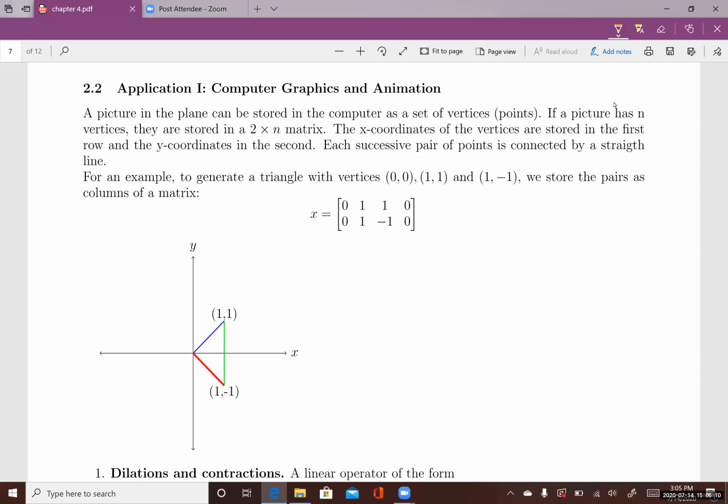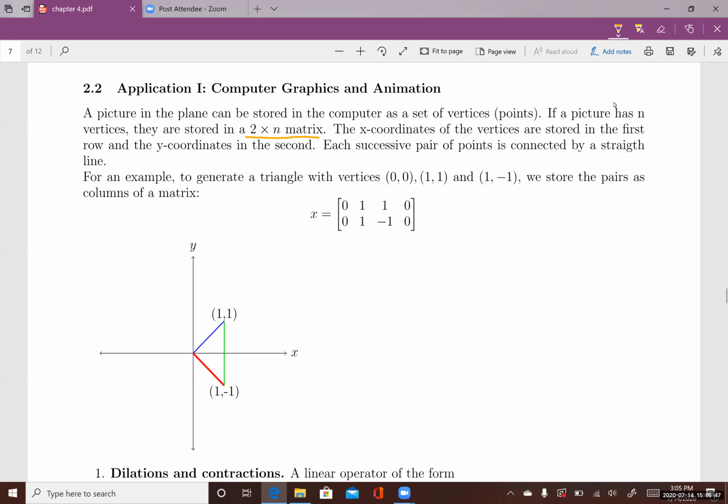This video introduces an application of matrix algebra or linear algebra, which is computer graphics and animation in two-dimensional space. So let's say you wanted to draw a two-dimensional triangle. Then in the computer, you can store a triangle using vertices, by assigning vertices and putting all the vertices into a 2xn matrix.